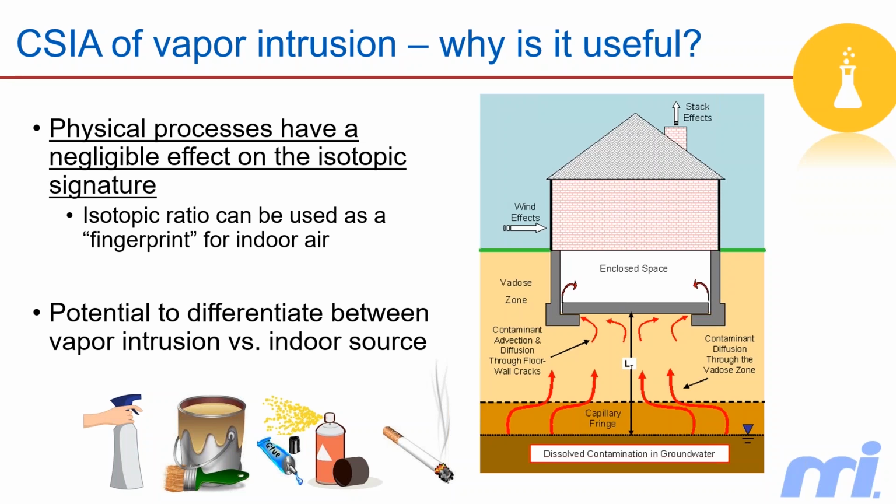And the good thing with CSIA is once we have this signature, these contaminants have very little effect on the change in their isotopic signature from advection or diffusion or dilution type processes. And so we can start to differentiate not only vapor intrusion from other indoor sources, but we can start to understand if our vapor intrusion itself is in fact biodegrading.